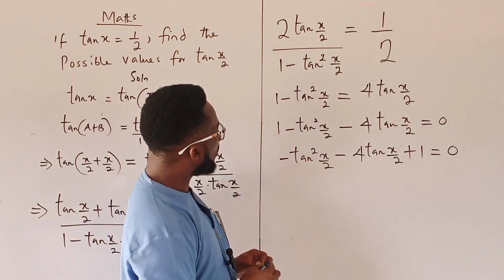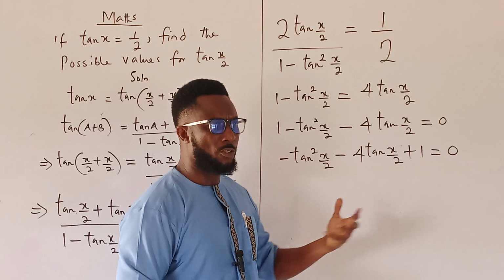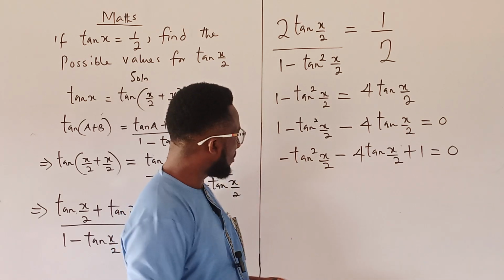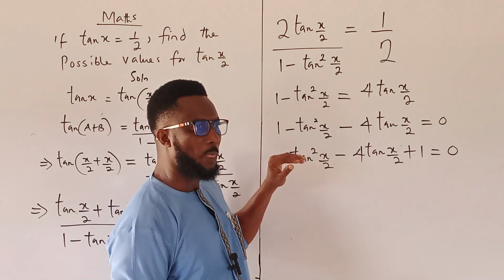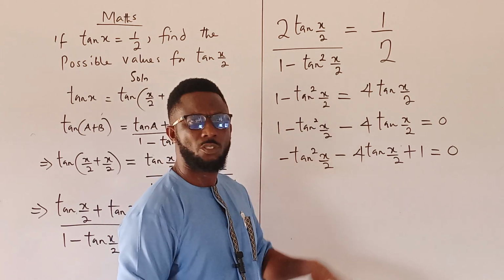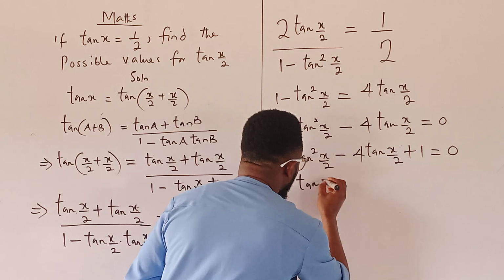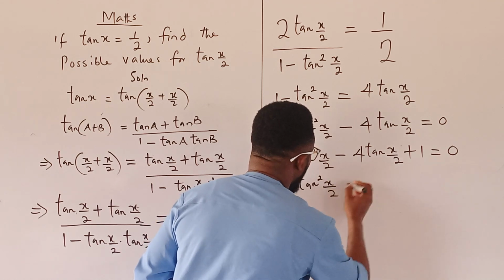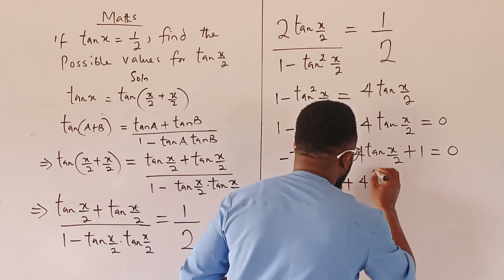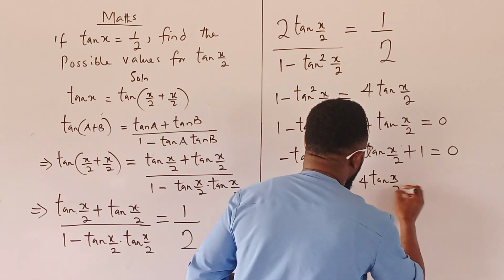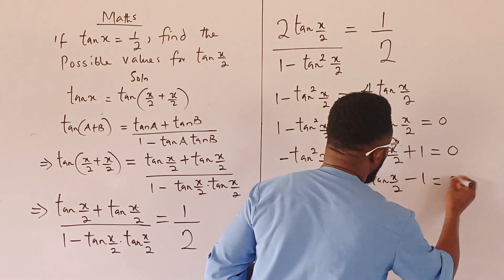In a quadratic equation, the leading coefficient is always positive. It's more like a tradition. So I will multiply every term in this equation by -1. Here I will have negative multiply negative, that will be positive. Here the same thing. Here we now have negative, equal to 0.